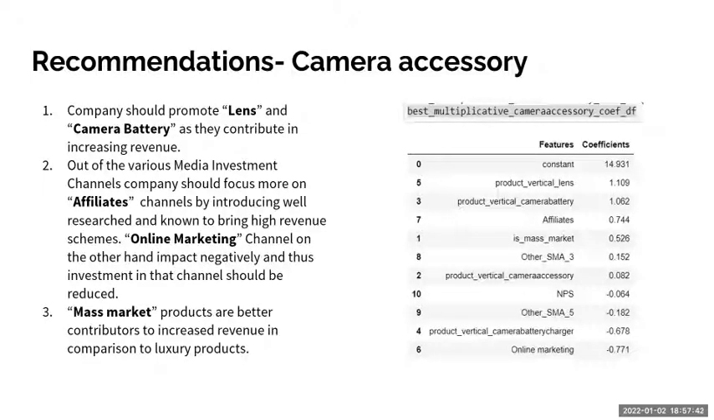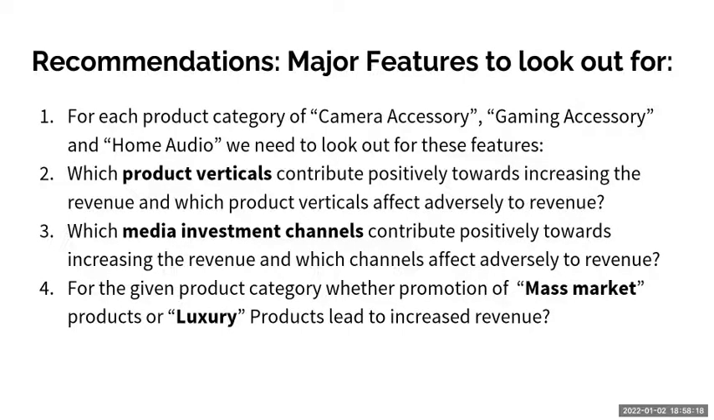Lens and camera battery contribute to the increase in revenue. This is seen here: lens has a magnitude of 1.01, and then camera battery. Coming to the media investment channels, affiliates contribute positively, and this is an interesting insight. Online marketing contributes negatively, so you need to cut down on your online marketing and allocate the same budget to affiliates or some other variables which increase your revenue. In general, mass market products are better contributors to increased revenue in comparison to luxury products. This point is seen in all three subcategories, as you will see going forward.